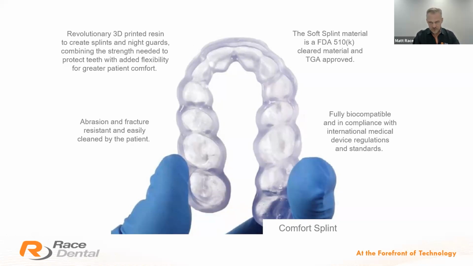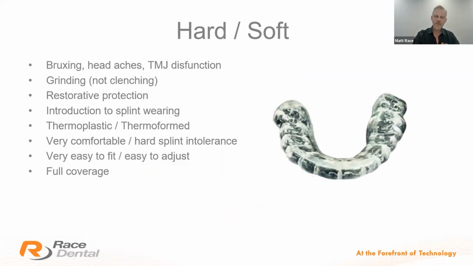The splint material is an FDA 510K cleared material and it is fully approved, as is all of our splints, by the TGA, and is fully biocompatible and in compliance with all international medical device regulations and standards. So I do love this splint, as do most of our clinicians, and we can see why it's our most requested splint today. So our next splint is what we call our hard soft splint.